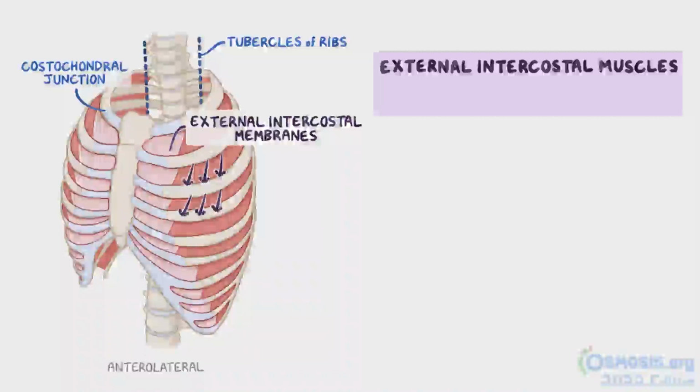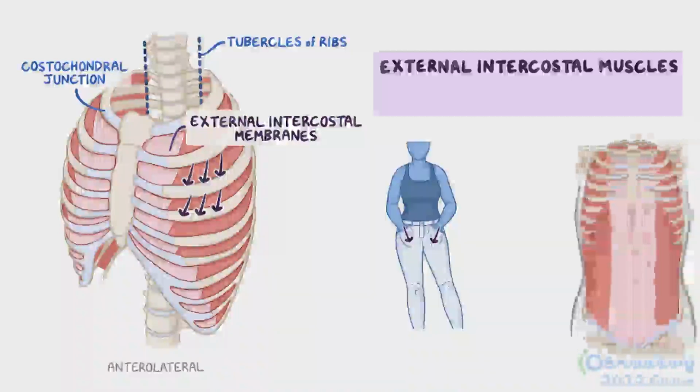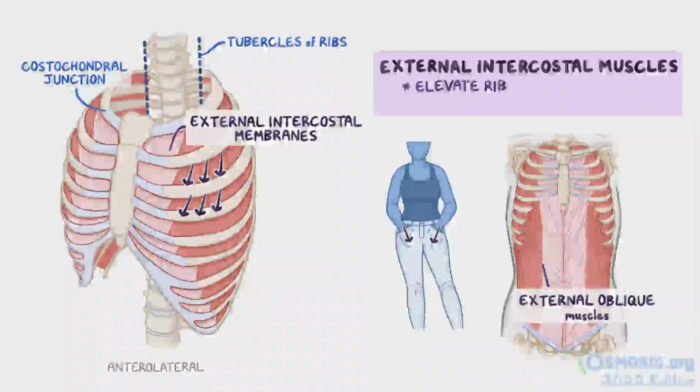To visualize this, the fibers run in the same way the fingers of your hand would if you placed your hands in the pockets of your jeans. The lower external intercostals are continuous anteriorly with the external oblique muscles in the abdominal wall. The external intercostal muscles elevate the ribs during forced inspiration.